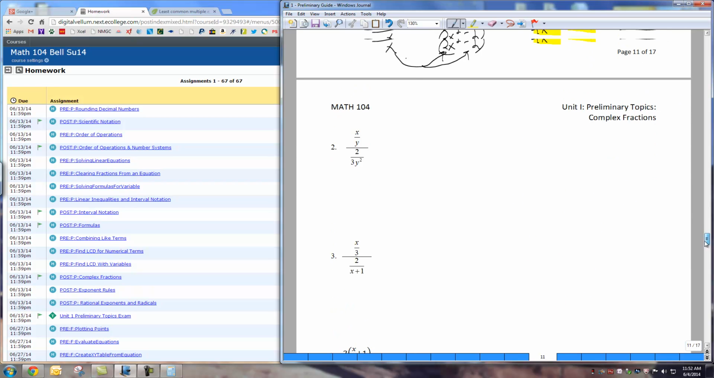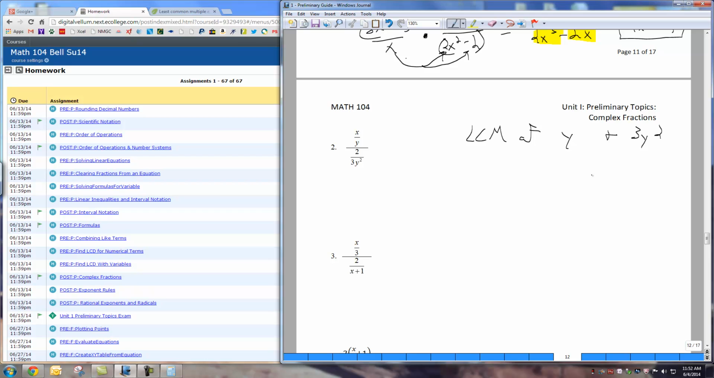Now what I want to do is show you another method. Basically what I want to do is multiply this top fraction by something and this bottom fraction by something so that these two denominators go into it equally. So what is the least common multiple, LCM, of y and 3y squared?